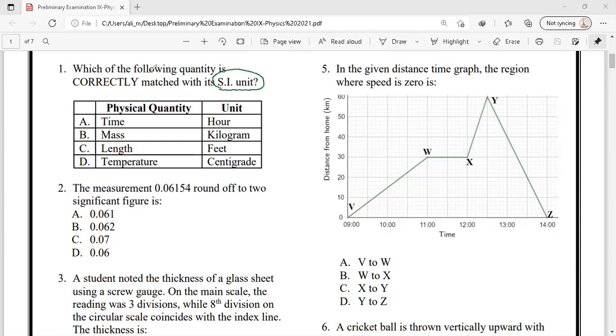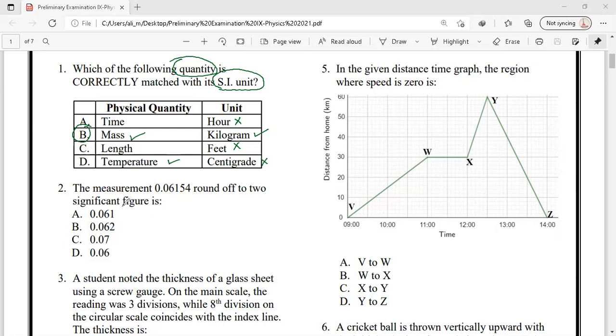हमें करेक्ट क्वांटिटी को उसके SI यूनिट के साथ मैच करना है. So time is a quantity and its SI unit is not hours. Similarly, length is a physical quantity, and feet is not its SI unit. And temperature is a physical quantity, while centigrade is not its SI unit. So mass is a quantity, and its SI unit is kilogram. So option B in this question is the correct answer.